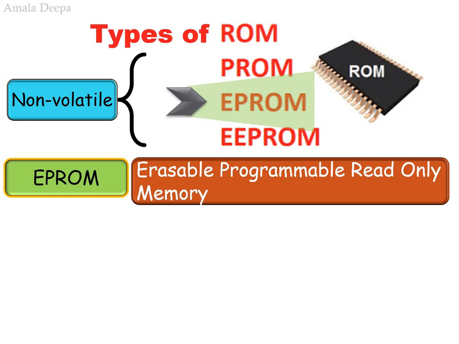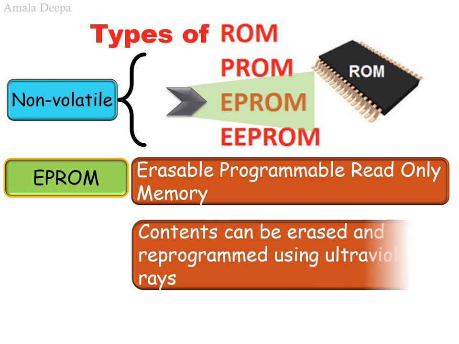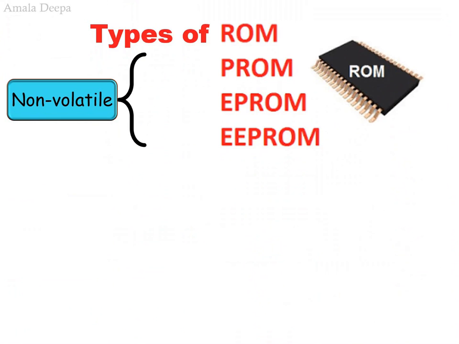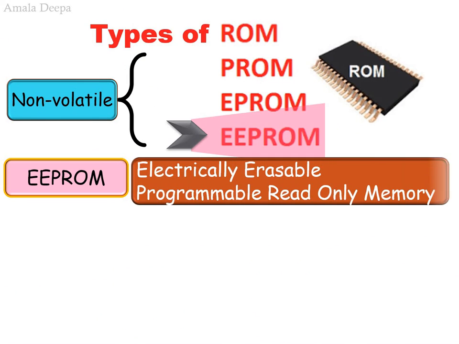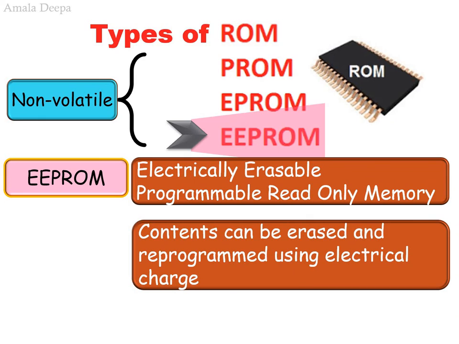EPROM, Erasable Programmable Read-Only Memory. Contents can be erased and reprogrammed using ultraviolet rays. EEPROM, Electrically Erasable Programmable Read-Only Memory. The contents can be erased and reprogrammed using electrical charge.